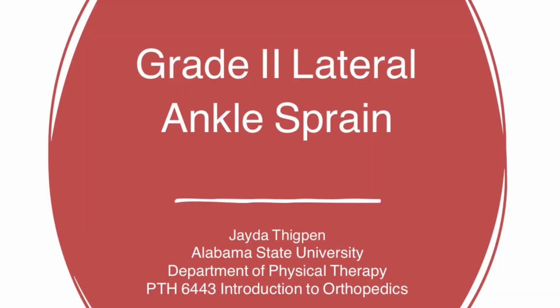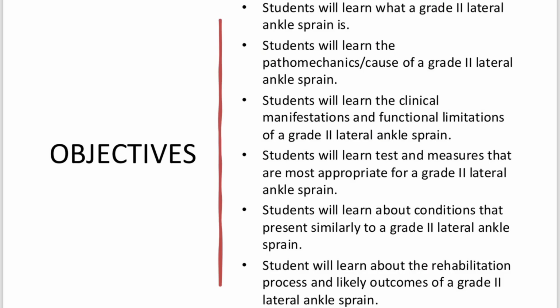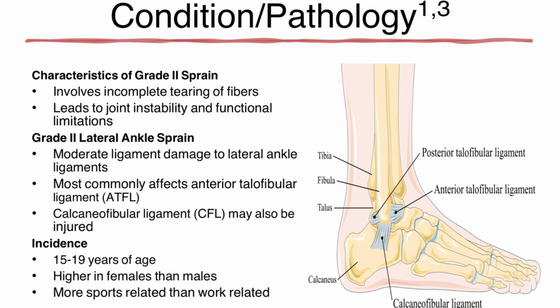Jada, and I will be presenting today on a grade 2 lateral ankle sprain. So the objectives for today are to learn what a grade 2 lateral ankle sprain is, discuss the pathomechanics and cause of it, learn the clinical manifestations and functional limitations, learn about tests and measures that are most appropriate for the grade 2 lateral ankle sprain. We'll learn about conditions that present similar to that condition, and learn about the rehab process and likely outcome.